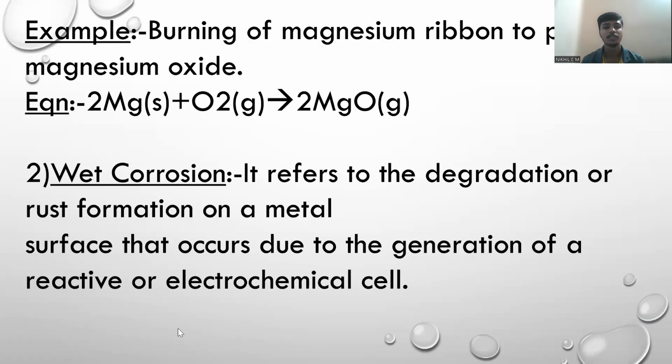An example of dry corrosion is the burning of magnesium ribbon to produce magnesium oxide. The equation for this example is magnesium reacting with oxygen gives magnesium oxide.